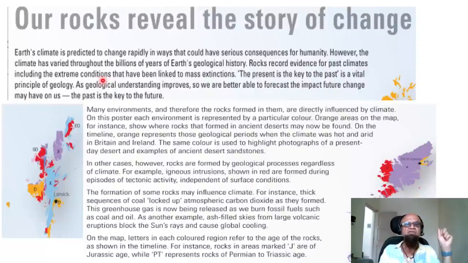Okay, Earth's climate is predicted to change rapidly in ways that could have serious consequences for humanity, which is why we are talking about climate change here. However, climate has varied throughout the billions of years of Earth's geological history. Rocks record evidence for past climates, including the extreme conditions that have been linked to mass extinctions, like the disappearance of the dinosaurs, which is the best example we can always bring up.